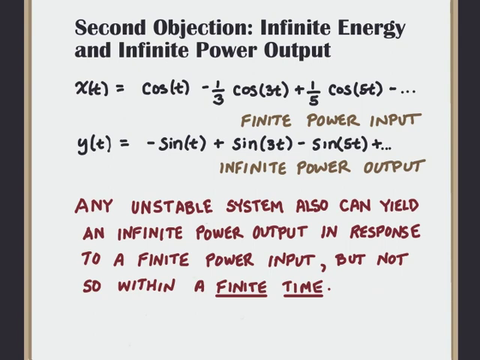Now, we should note that any unstable system can also yield an infinite power output in response to a finite power input. That's one of the properties of being an unstable system. We don't have bounded input, bounded output stability. But the key thing here is that the infinite power output doesn't achieve infinite power until time goes to infinity. So it's not achieving infinite power in finite time, unlike the improper transfer function.